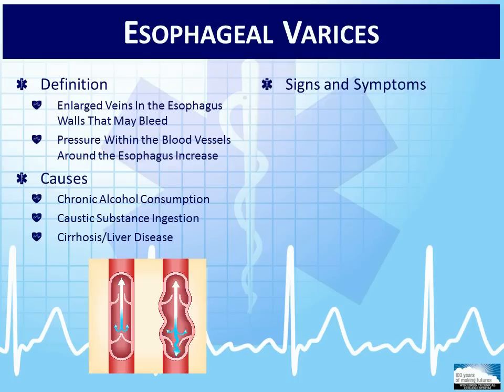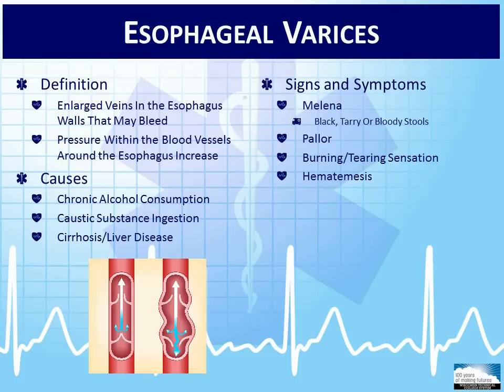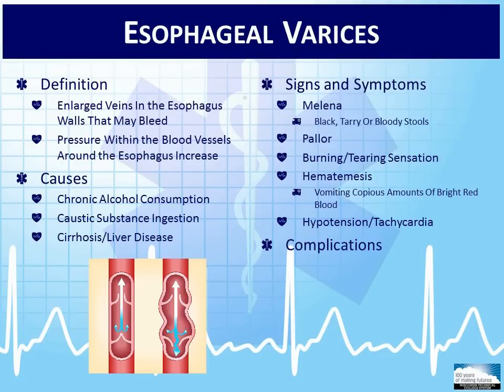Patients with esophageal varices may not have any symptoms, or they may present with melena, black tarry or bloody stools, pallor, complaints of a burning or tearing sensation in the throat, hematemesis, vomiting copious amounts of bright red blood, or hypotension and tachycardia given significant blood loss. Complications include hypovolemic shock and infection. Rupture of the esophageal varices can be life-threatening for the patient given resultant airway compromise and the loss of a considerable volume of blood.